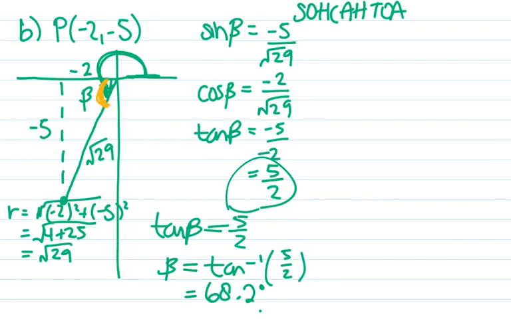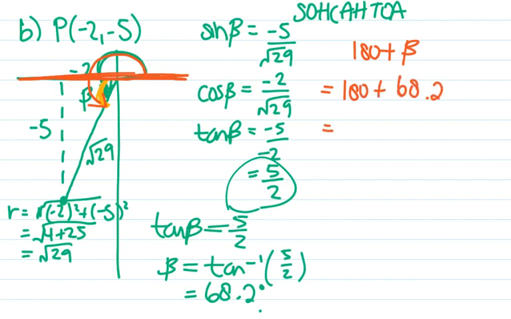But I want to find the principal angle. So that means I'm starting at the positive x-axis and I'm going all the way to my terminal arm. So this line here would be 180 degrees. So now I'm doing 180 degrees plus beta, which is 180 degrees plus 68.2, which is 248.2 degrees. So that's angle theta, my principal angle.